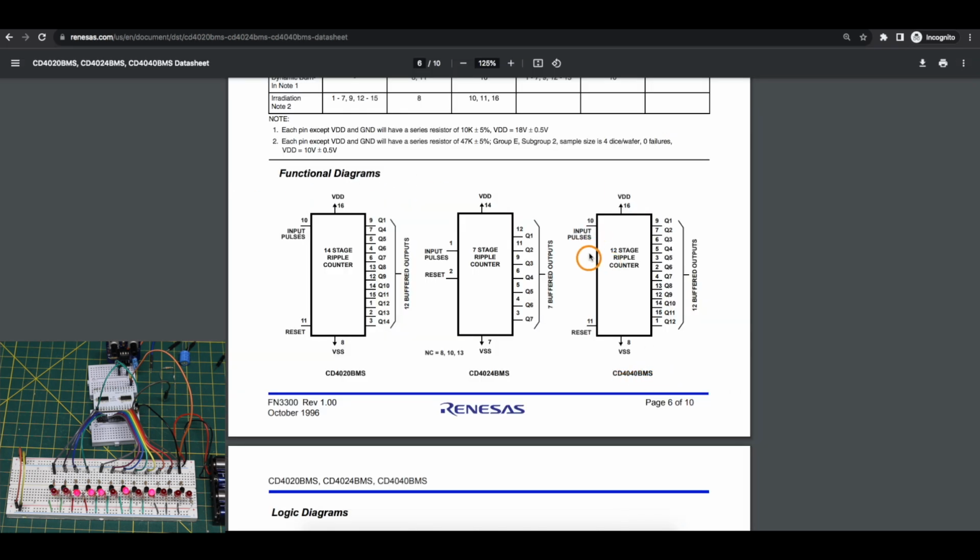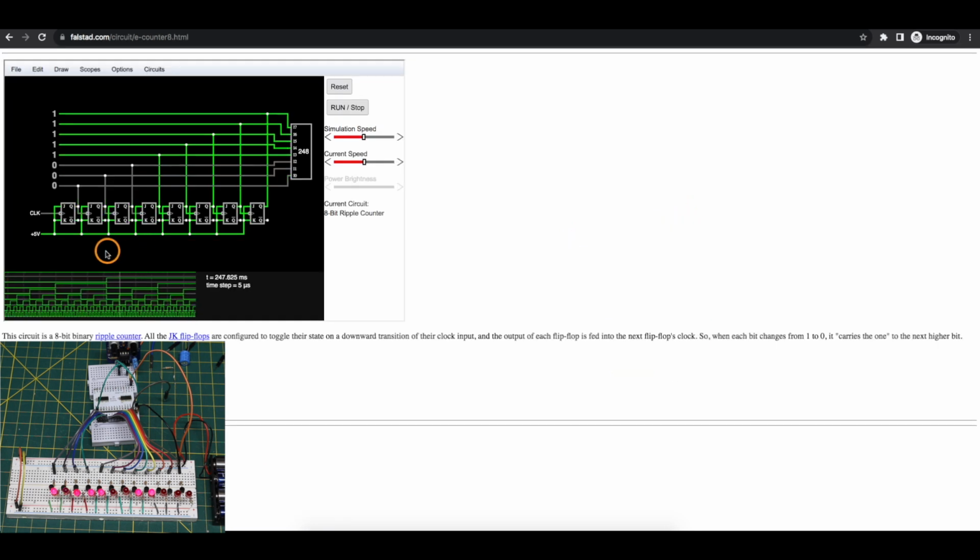The 4040 takes a clock input and provides 12 consecutive outputs. And here's a representation of an 8-bit ripple counter. So if I use a 555 oscillator at a certain frequency and I feed that into the clock, the output of the first flip-flop is going to have that frequency divided by 2, and then this output is used to clock the next flip-flop. So the next flip-flop has a frequency divided by 2 again, and as you keep going through all the outputs, the frequency is divided by 2, and you get a slower and slower frequency pulse train if you tap into these outputs.